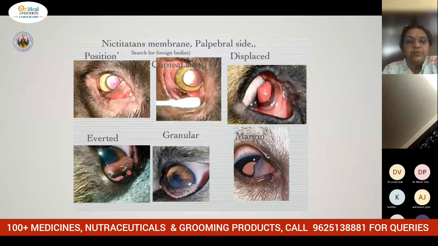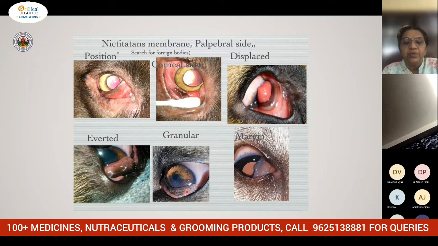So this aversion, or there is one more pathology you will get in the nictitans, that is the scrolling of the third eyelid. Instead of aversion, the third eyelid margin will get scrolled inwards. These are all due to defects in the T cartilage of the third eyelid. Then sometimes you will find granular deposit projections like this. So this is follicular conjunctivitis. Also you will find more in the third eyelid.